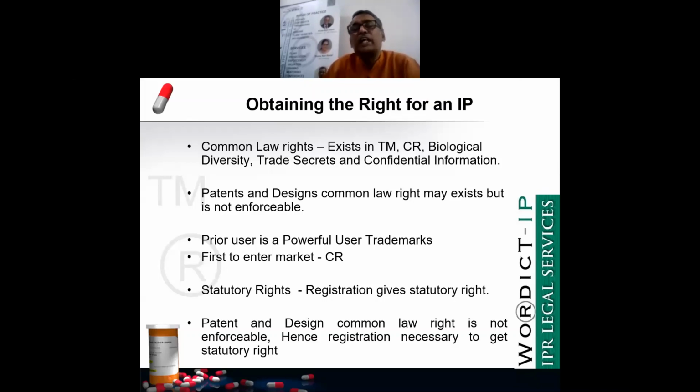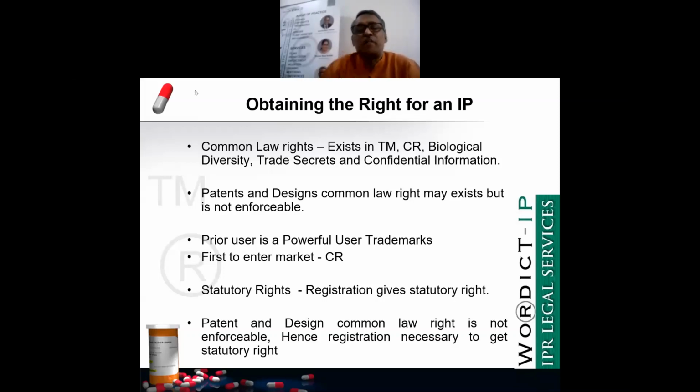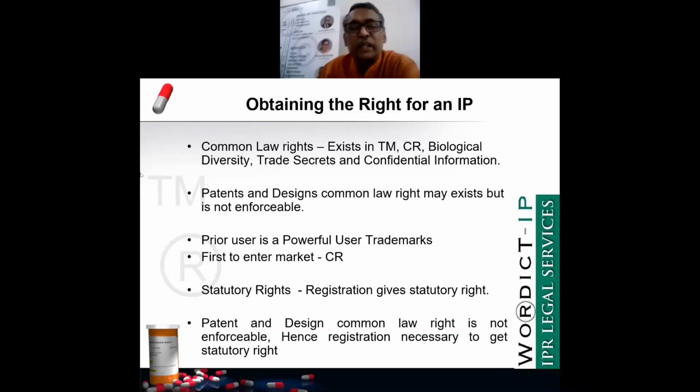That is, I don't need a statute to protect my right. All I need is a common law right, which is a prior user right. That is why there is this difference between passing off and infringement under trademark. Passing off is a common law right, and passing off happens when your trademark is not registered, and infringement happens when your trademark is registered. Then next is patents and designs: common law rights may exist, but are not enforceable.